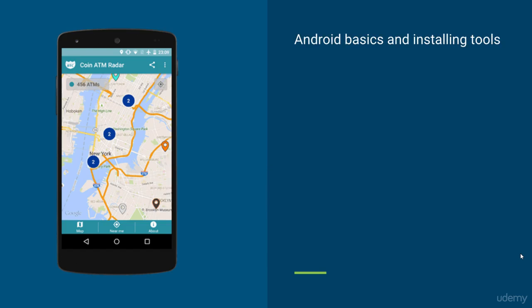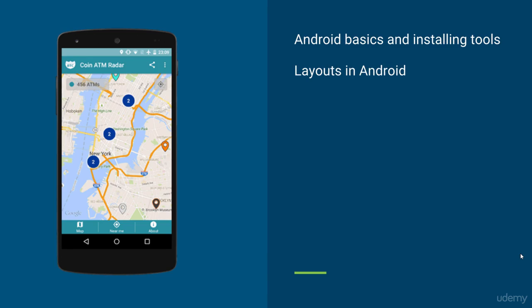So the very first thing which we are going to learn in this course is Android Basics and installing tools. The first part of this course includes installing the tools which we will actually need to build Android applications. There are only two things which you need for building Android applications. One is the Java JDK, and the next thing is Android Studio, which is an IDE for building Android apps. So we will learn how to install and set up those tools properly.